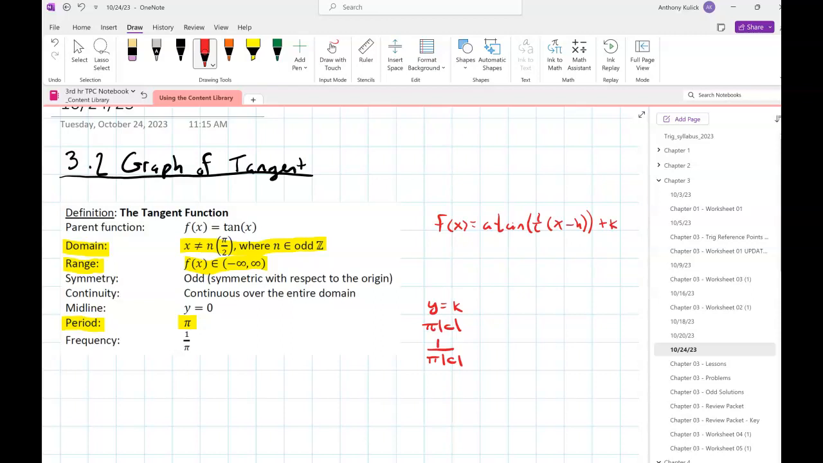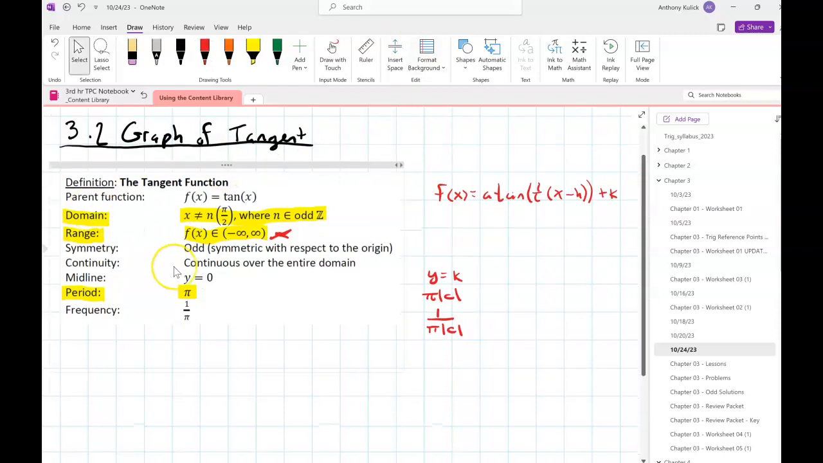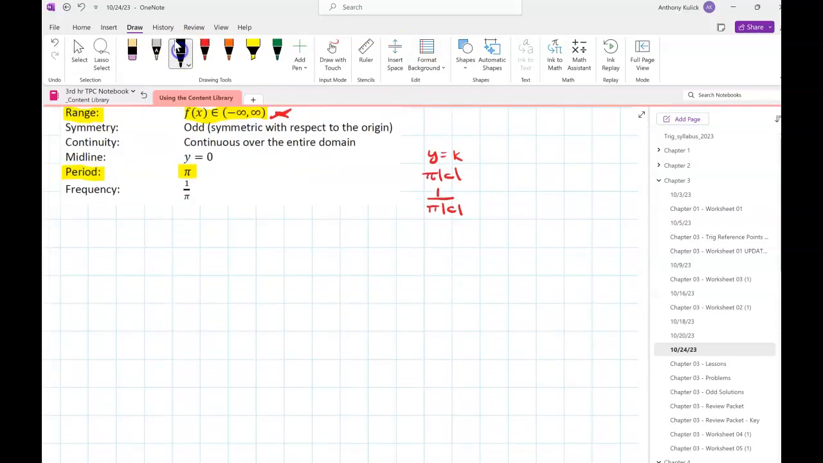Amplitude, very good. And the reason we don't mention an amplitude here is because tangent doesn't have an amplitude, because it doesn't have a maximum or minimum value, right? Because the range is all real numbers. There will be no amplitude for a tangent function. So let's go ahead and graph tangent just to kind of see what it looks like.